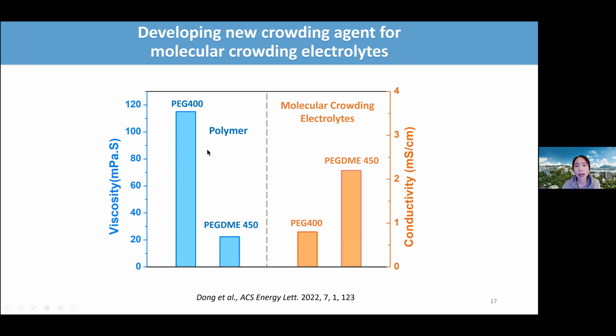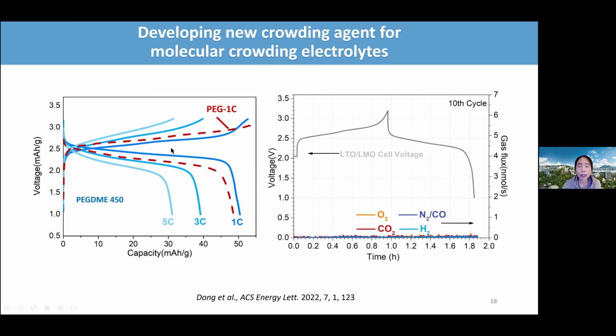And of course, using this type of crowding agent, PEG-DME, even at the same percentage of polymer, you can have a much improved ionic conductivity. Correspondingly, you will have a much reduced polarization compared to the PEG. In this case, at 1C, you have much reduced voltage hysteresis. And of course, if you check the mass spectrometry, you also see no hydrogen evolution or oxygen evolution for the PEG-DME molecular crowding electrolyte.